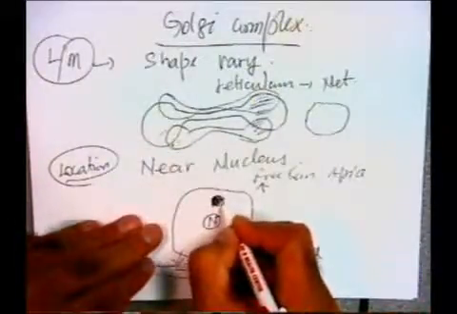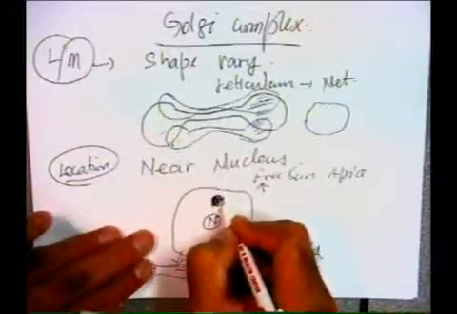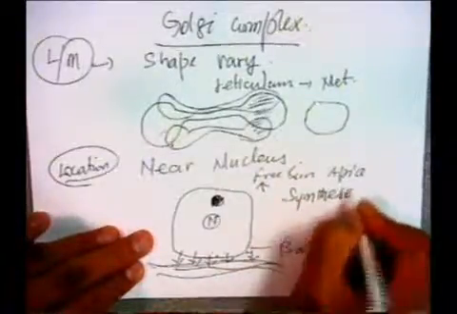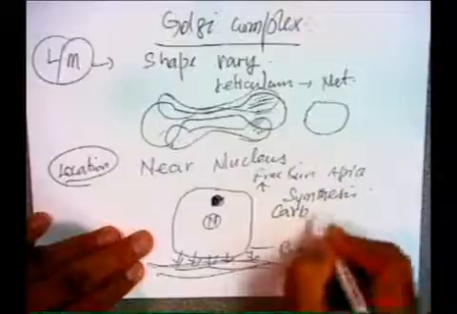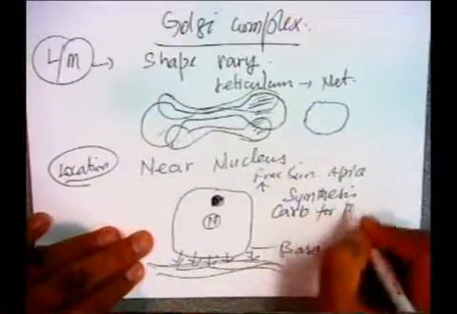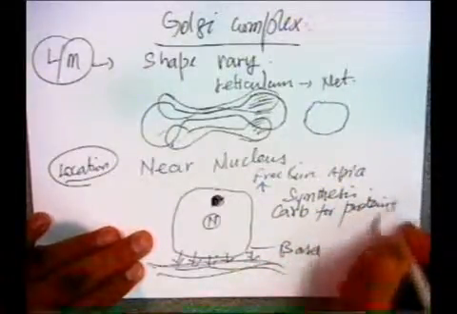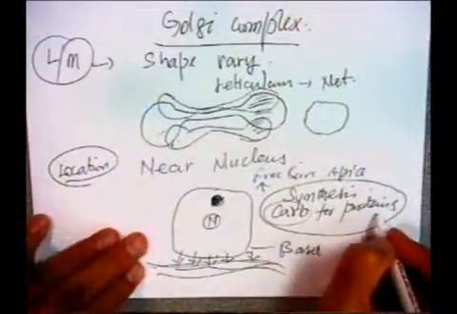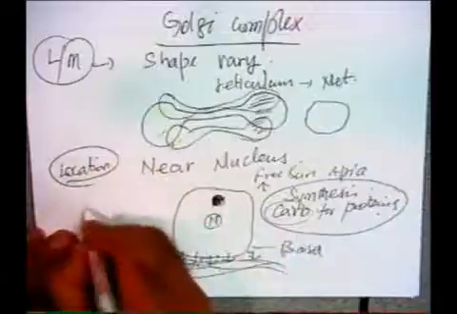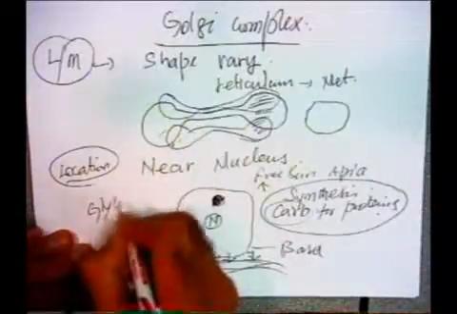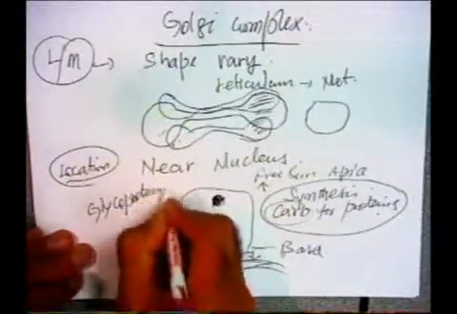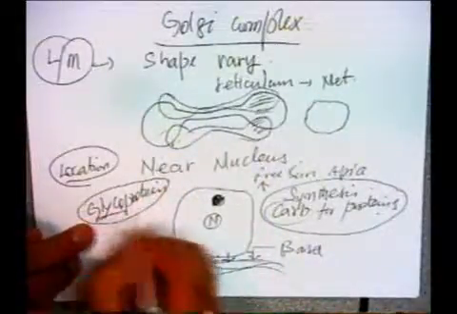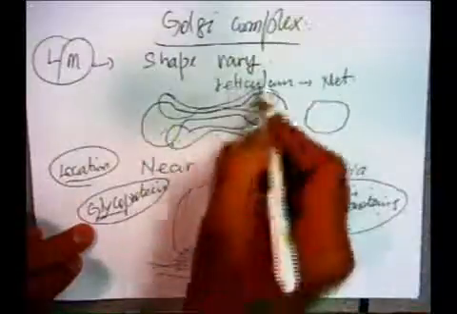The main purpose of the Golgi is to synthesize certain carbohydrates for proteins, like an industry. It synthesizes a carbohydrate and attaches it to the protein molecule, especially for glycoproteins. So the cell synthesizes the protein, but the carbohydrate moiety is synthesized in the Golgi apparatus, and then it is used.